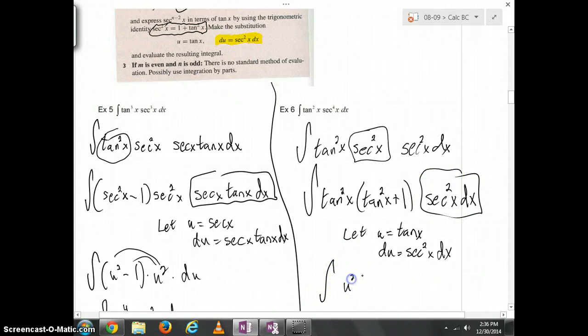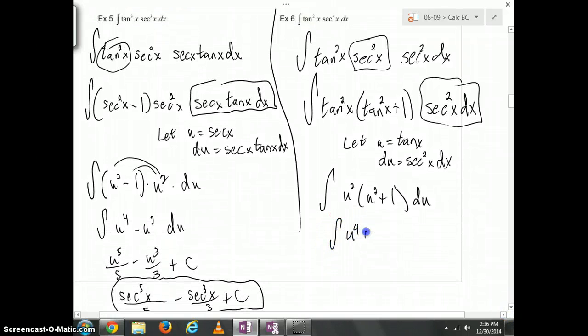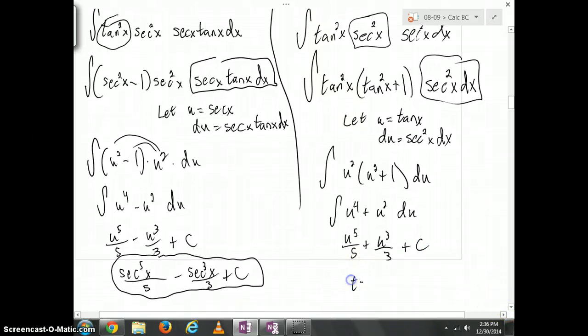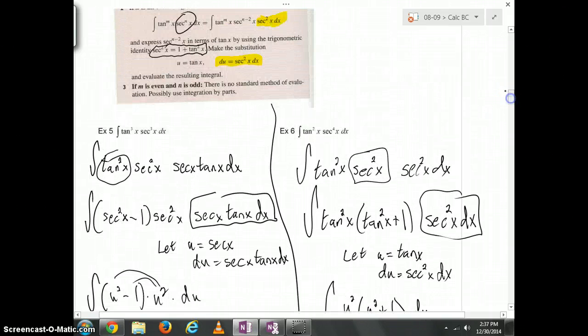So this integral becomes u squared times u squared plus 1. The secant squared dx just becomes a du. We can very quickly distribute and get u to the 4th plus u squared du. Taking antiderivatives, we'd get u to the 5th over 5 plus u to the third over 3 plus a constant. But finishing this up, we would have tangent to the fifth of x all over 5 plus tangent to the third of x all over 3 plus c. And that's how to deal with a problem where secant is raised to an even power involving a power of tangent as well.